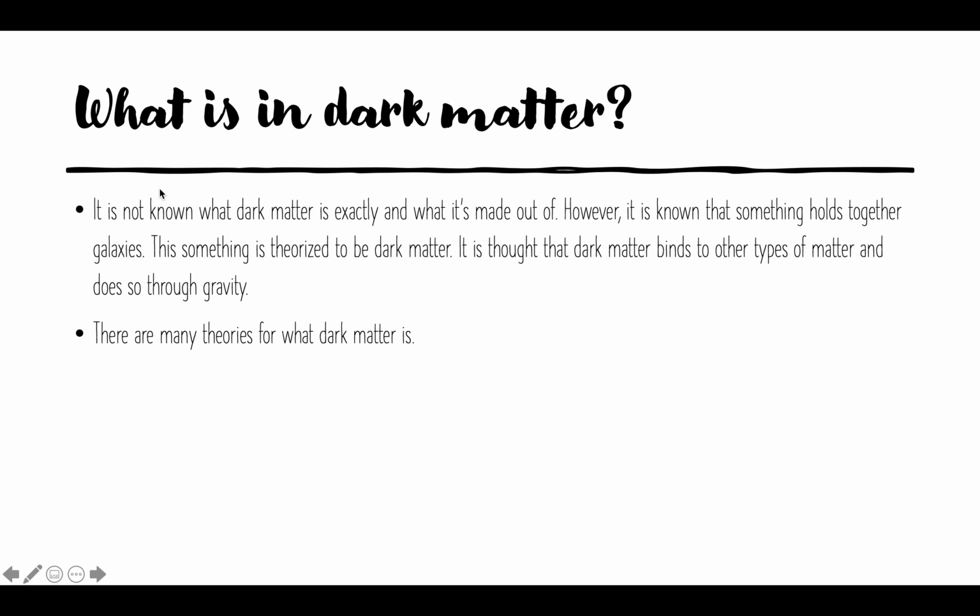And what is in dark matter exactly? It's not known what dark matter is exactly and what it's made out of, but it is known that something holds together galaxies. And this something is theorized to be dark matter. It is thought that dark matter binds to other types of matter and does so through gravity. And there are many theories for what dark matter is exactly.